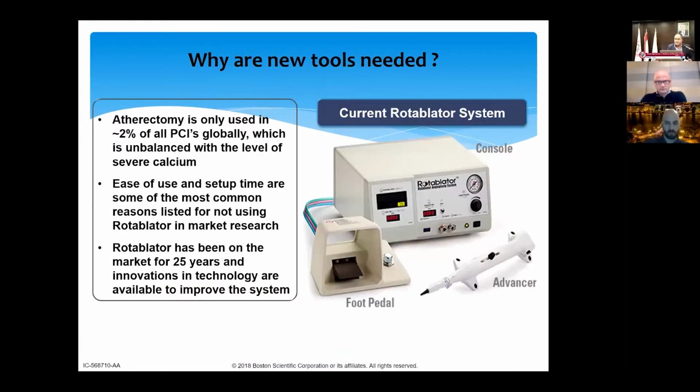Atherectomy is only used in 2% of all PCIs globally, which is unbalanced with the level of severe calcium. Ease of use and set-up time are some of the most common reasons listed for not using rotablator in market research, and the price, especially in Lebanon. Rotablator has been on the market for 25 years, and innovations in technology are available to improve the system.